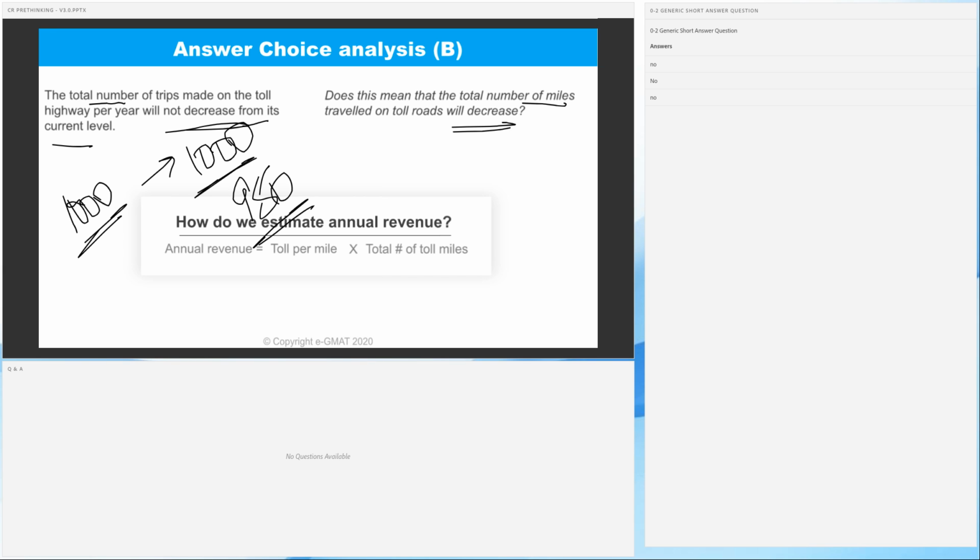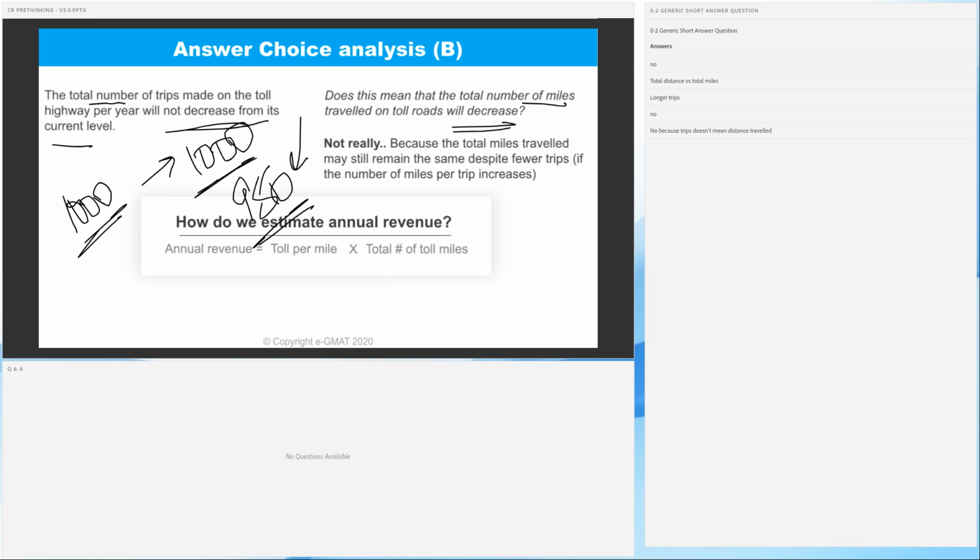No. How can we still have a similar and identical number of miles traveled despite reduction in trips? Longer trips, right? Okay. Does it really mean the total number of miles traveled will decrease? No, not really. Why? Because we could take longer trips. Okay. So is this must be true? Is choice B must be true? Does it satisfy my must be true condition? No, it's a great strengthener, but it's not an assumption.